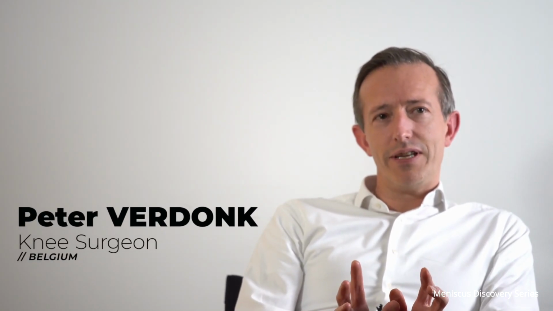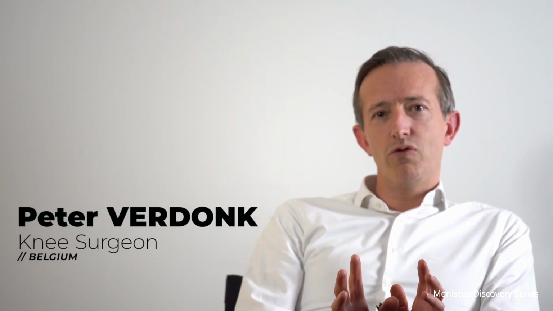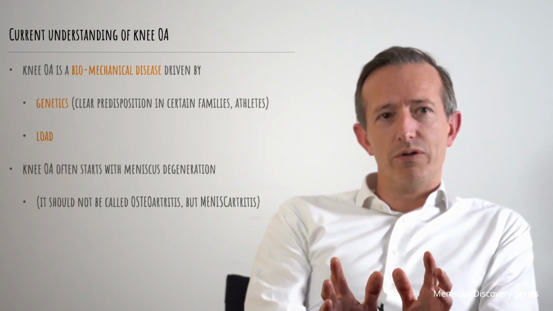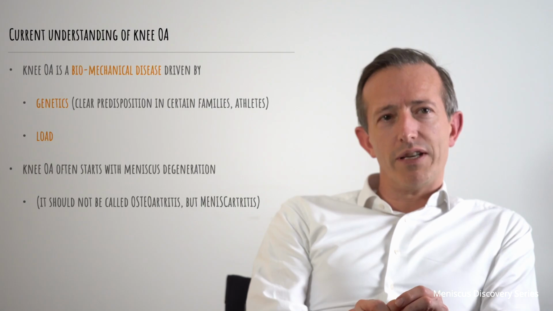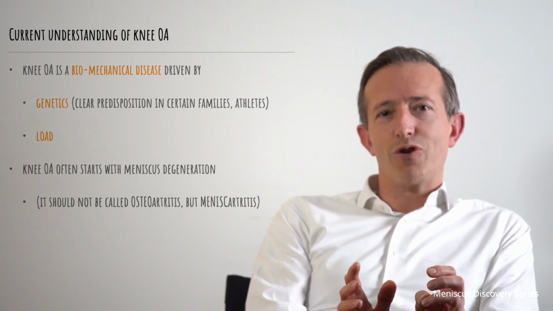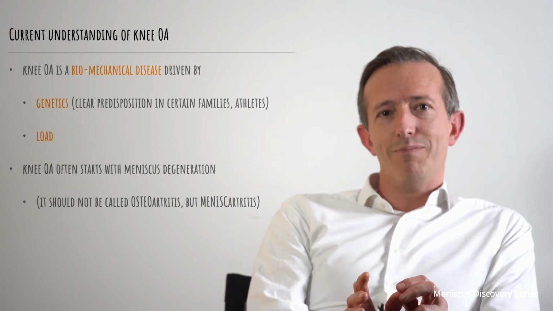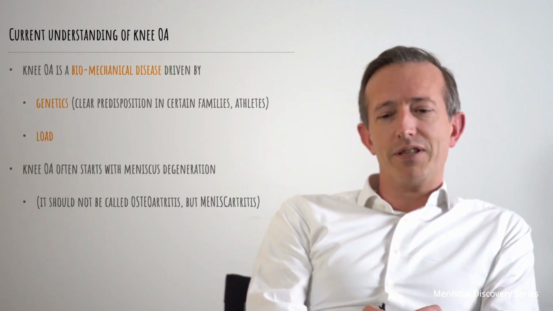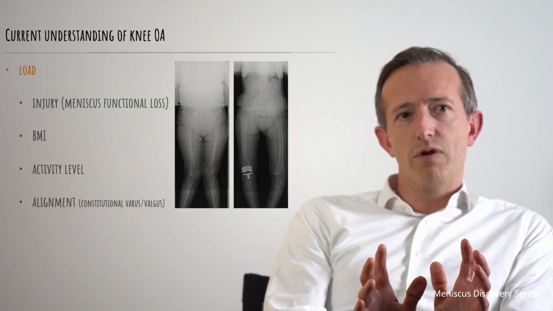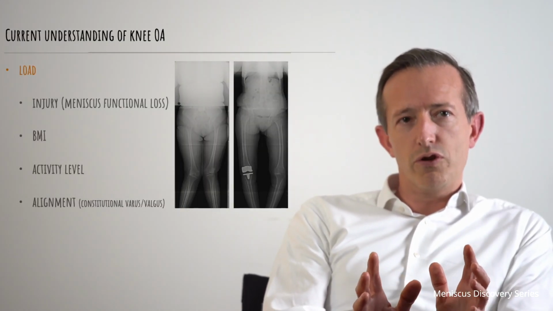Understanding knee osteoarthritis implies understanding that it is a biomechanical disease driven by two main drivers, being genetics and the load. And we need to understand that knee osteoarthritis very often starts with meniscus degeneration. Basically, it should not be called osteoarthritis, it should be called meniscal arthritis or something very similar. If you're looking specifically at load, then load means that we have to look into meniscus functional loss due to an injury.